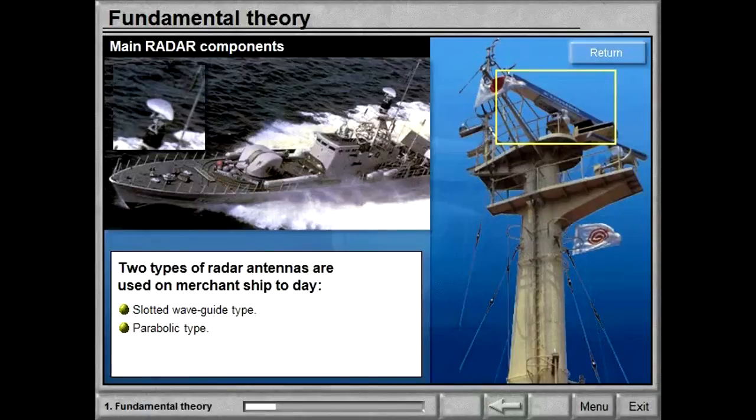Because of the small front area of the slotted waveguide antenna, steady rotation can be maintained in strong winds with a relatively small antenna motor. The weight of the slotted waveguide antenna is much less than that of the parabolic type antenna, causing less wear and tear on the antenna gear. The main advantage of the parabolic antenna is the good sensitivity, which is far better than the S.S.G antenna.